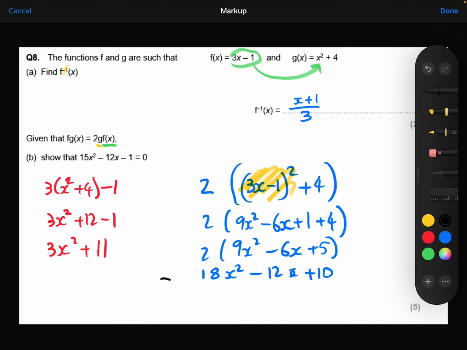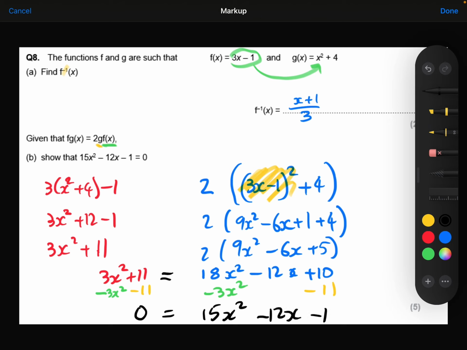And we know that that's got to be equal to the left-hand side that I worked out before. If I now subtract 3x squared from both sides, and let's subtract the 11 from both sides, so that we get 0 equals 15x squared minus 12x, and the 10 minus the 11 is minus 1. And that was what we needed to show.